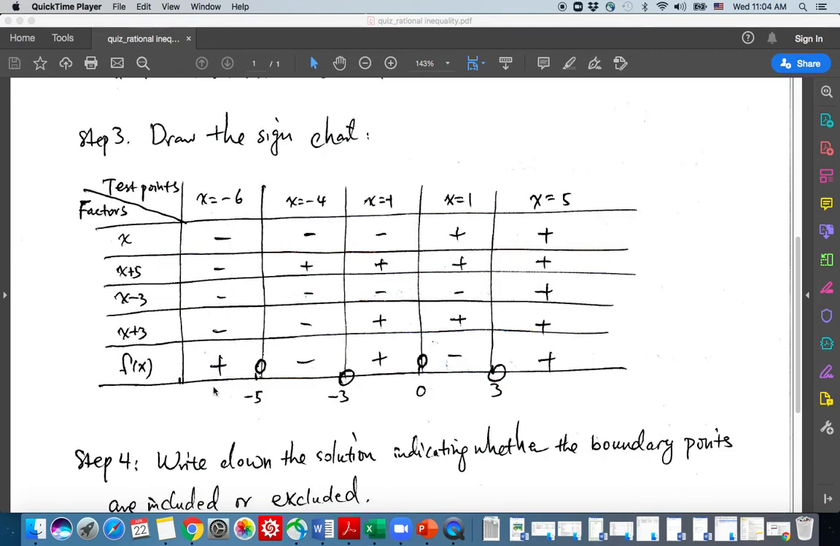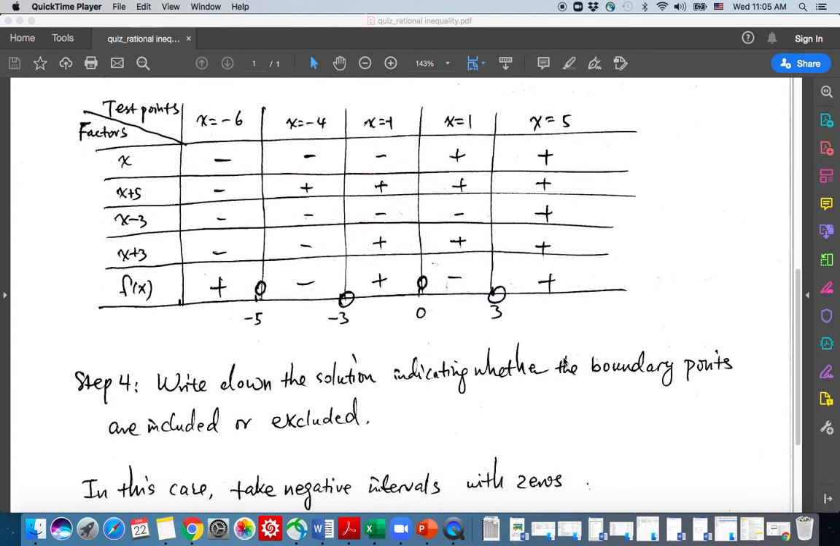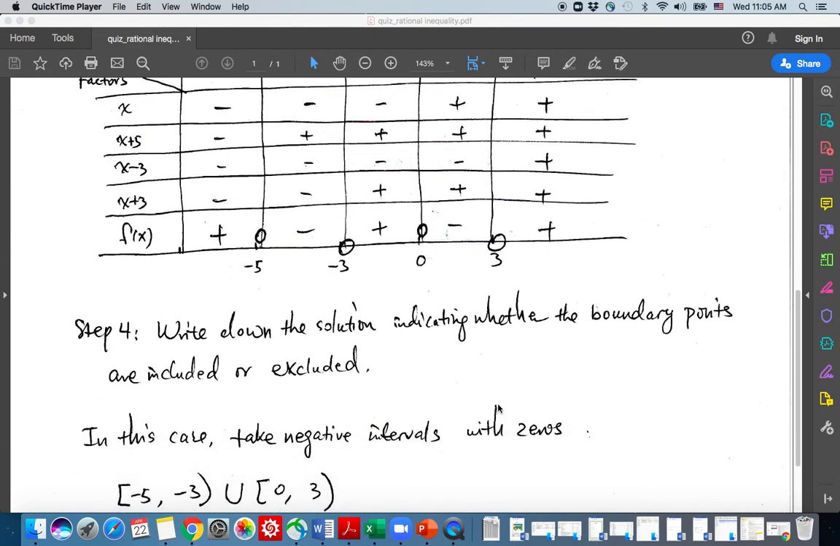Similarly, we'll be able to determine the sign of the rational function by determining the sign of all of these factors, and then, based on the sign of the factors, determine the sign of the left-hand side function. So this is what the sign distribution looks like. It changes from positive to negative, and then to positive. So based on the sign chart, we'll be able to write down the solution for our inequality.